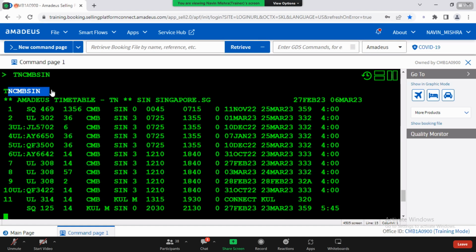Did you see this? Any confusion, any question? TN and then the city code.